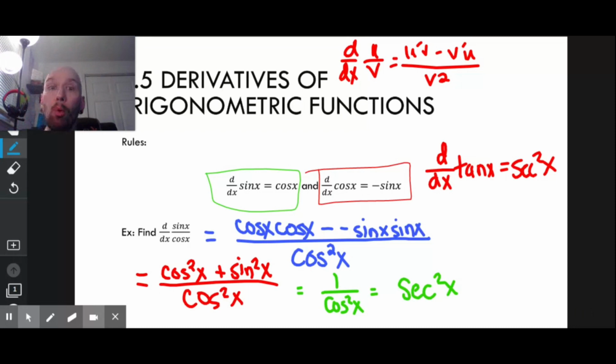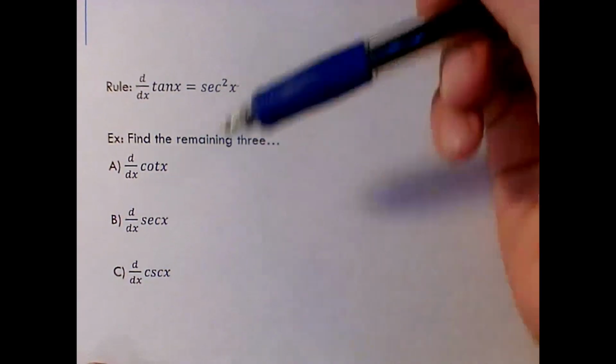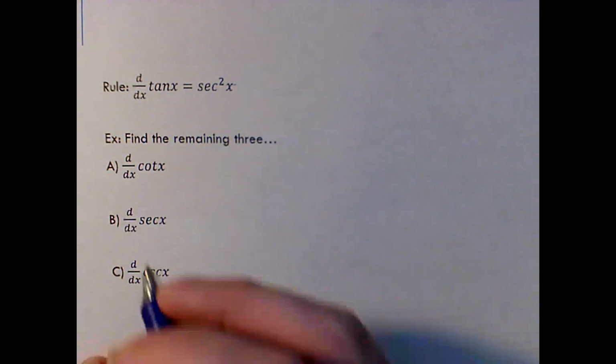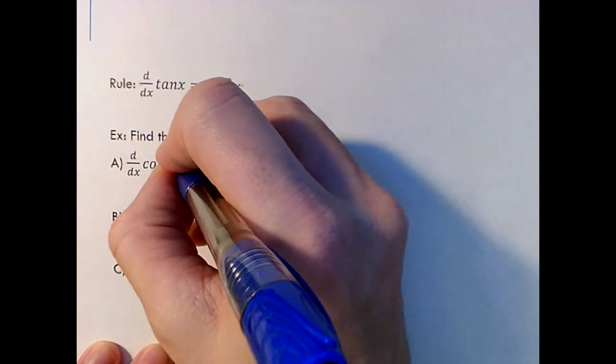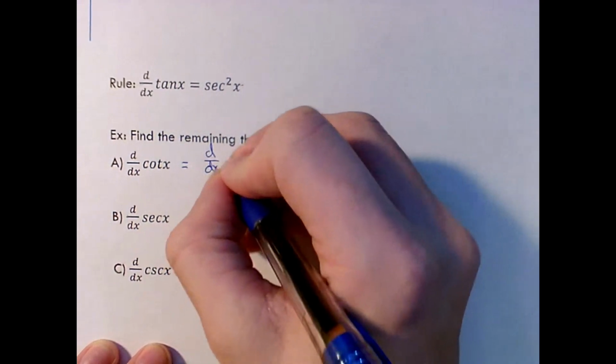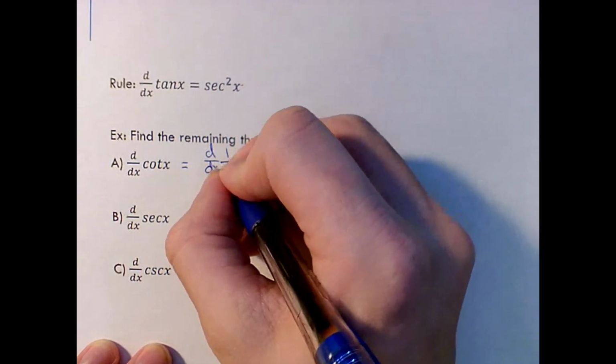Let's look at a few more. So there it is. Just like I said, I didn't realize I already had it typed out on the following slide, but oopsies. That's all right. Let's find the remaining three. Derivative of cotangent x. Okay. Well, cotangent is 1 over tangent, so I'm just going to rewrite it like this: 1 over tangent x.